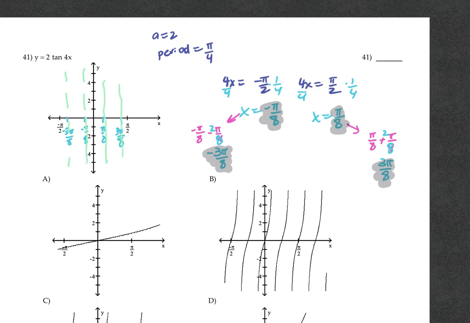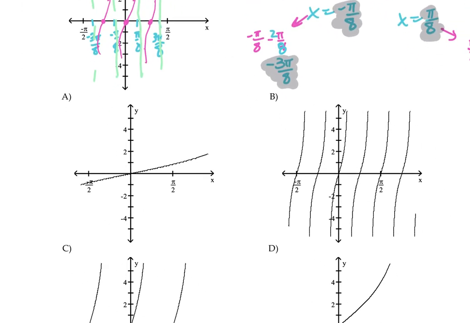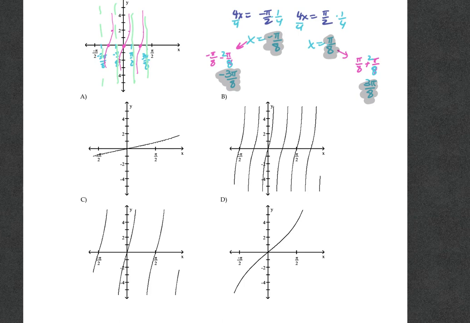You're going to find the point halfway between. And then because it's tangent, it starts on the left down at the negative A and goes up to the positive A. Down, up, down, up. And my curve passes through those points. So if you look, I definitely have a line before pi over 2, which matches with B.